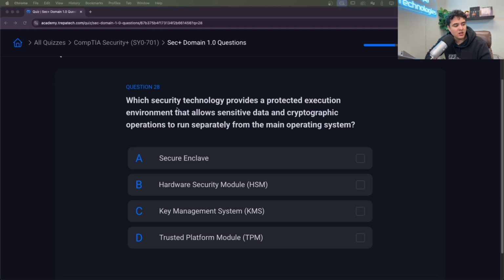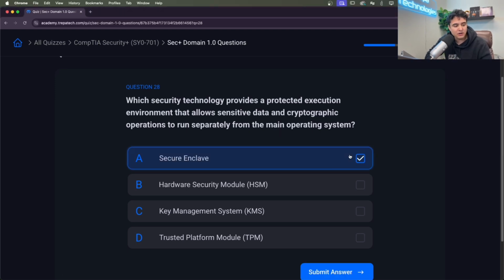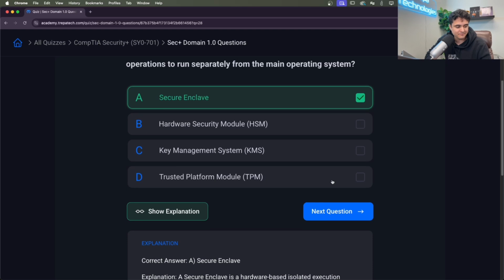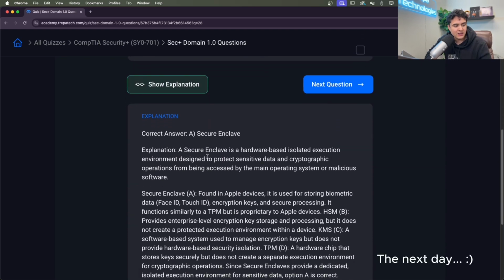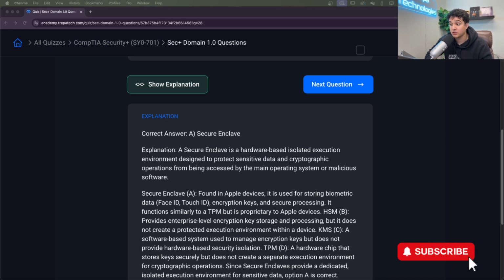If this were asking which physical appliance lets sensitive data and cryptographic operations run separate from, like, a firewall or something like that, I'd lean more towards HSM. But I'm going to go with Secure Enclave here. So you can see here, a Secure Enclave is a hardware-based, isolated execution environment designed to protect sensitive data and cryptographic operations from being accessed by the main operating system or malicious software.